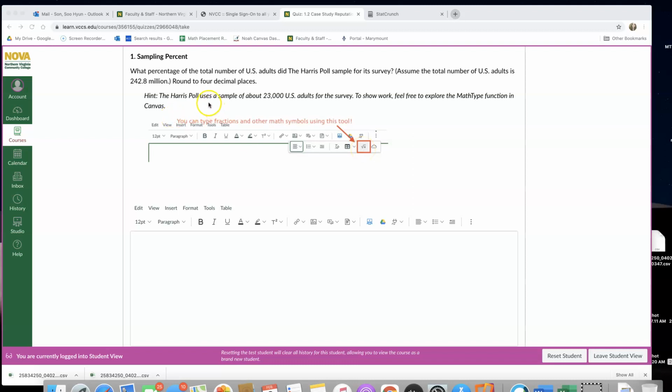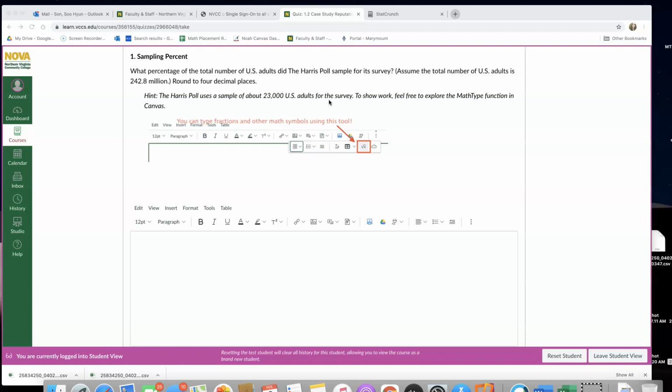Hint, the Harris Poll uses a sample of about how many people? 23,000 US adults for the survey. It looks like a big sample, but out of how many US adults? There are 242.8 million. So what we're going to have to do is remember from Math 154, part over whole, and we multiply that by 100 to convert it into a percent, right? So let's go ahead and do that.